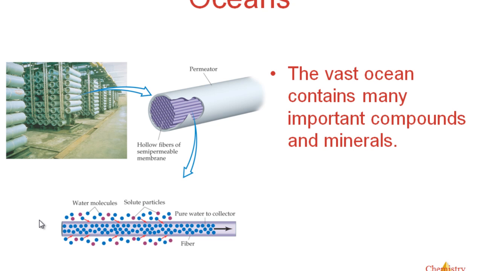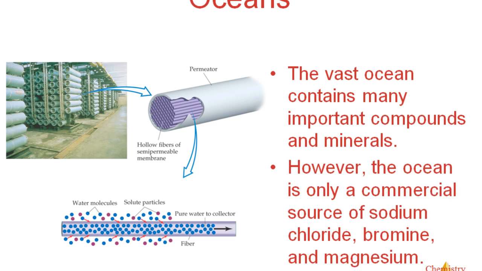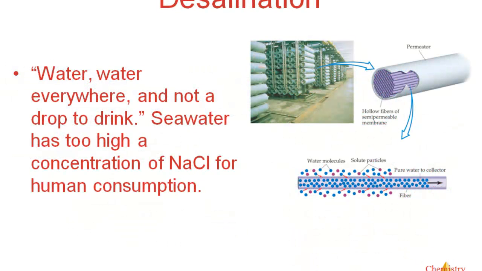Now, the ocean contains a lot of important compounds and minerals, but we are not going to use it to extract all those products. Mainly we use ocean water for only sodium chloride, bromine and magnesium. Those are the 3 things we directly extract from seawater. Now, how do we extract things from seawater, or how do we purify seawater? This process is called desalination.